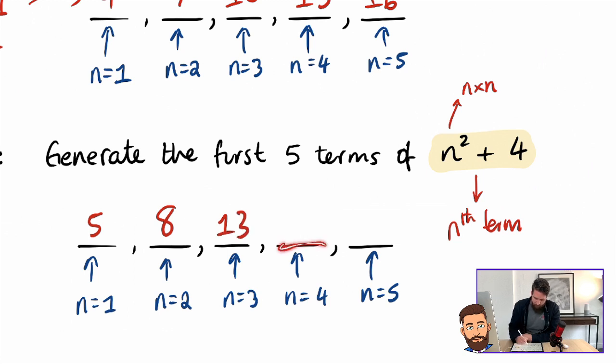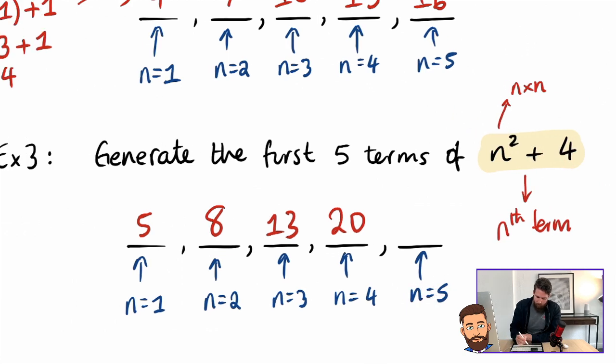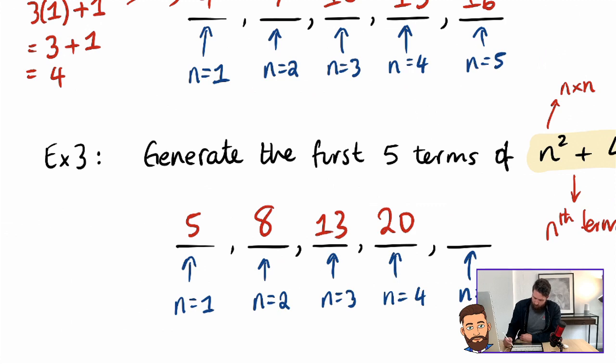Next term, I want n is 4. That is 4 squared is 16, plus 4 is 20. And the next one would be n is 5, because I want the 5th term. 5 squared is 25, plus 4 is 29. So that would be 29.